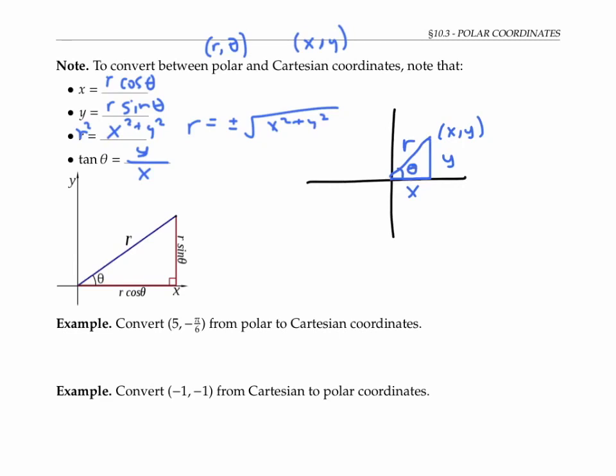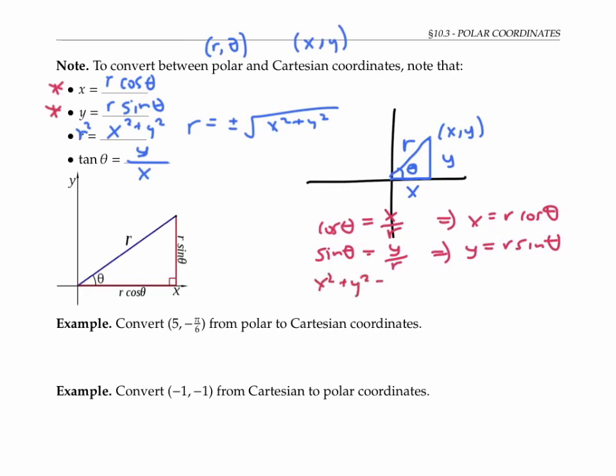From trig, we know that cosine theta is equal to adjacent over hypotenuse, so that's x over r, which means that x is equal to r cosine theta. Similarly, sine theta is opposite over hypotenuse, that's y over r, which means that y is equal to r sine theta. That gives us the first two equations. The Pythagorean theorem tells us that x squared plus y squared is equal to r squared, and that gives us the third equation. Finally, tangent theta is opposite over adjacent, so that's y over x, which is the fourth equation.